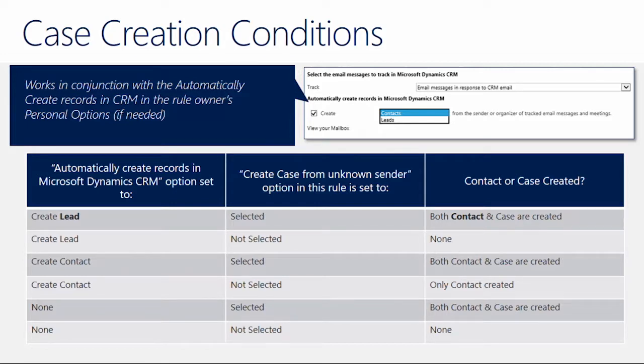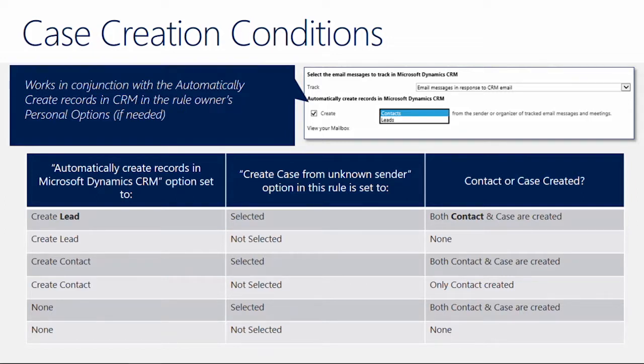Now, it works in conjunction with your personal options. So if you think about how the automatic record creation works inside Dynamics 365, there's an option to automatically create records from unknown contacts or unknown leads inside the system. So when you get a message from somebody, you could have it auto-create a contact or a lead. Using that same type of functionality, I can also have it auto-create a case within the application itself. But it works in conjunction.